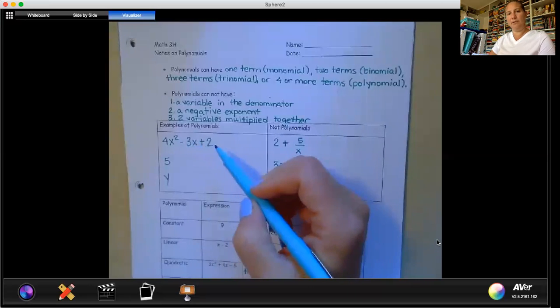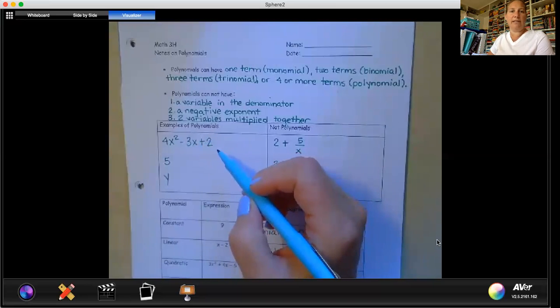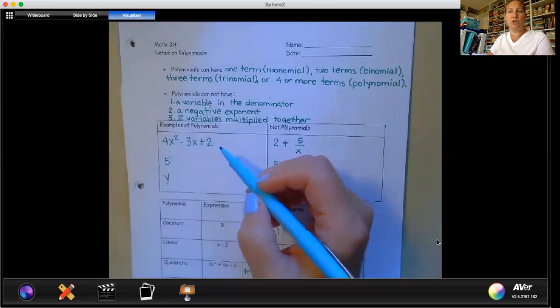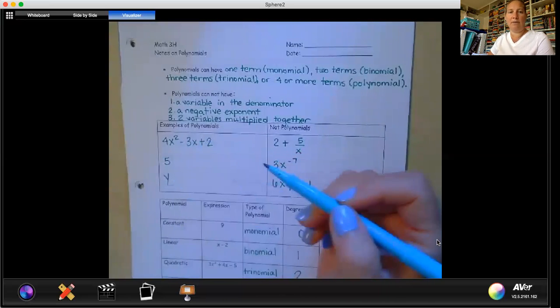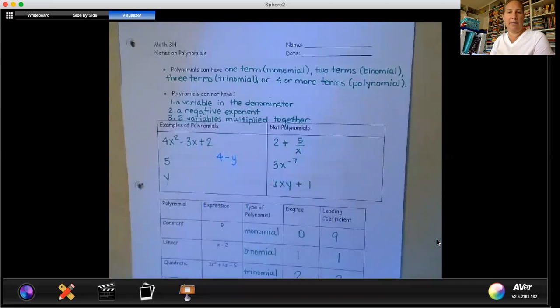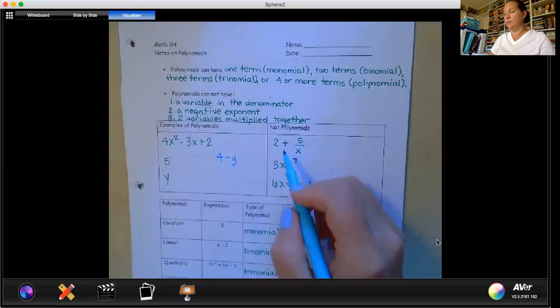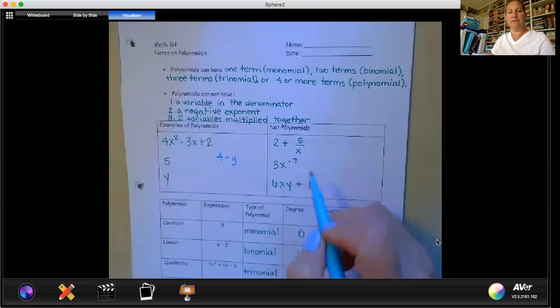So here are some examples of polynomials. I don't think you have this in your notes, so make sure you get this down. 4x squared minus 3x plus 2 is a trinomial. 5 is a monomial. y is a monomial. 4 minus y is a binomial. Those are all polynomials. Not polynomials: 2 plus 5 over x because of the x in the denominator, 3x to the negative 7 because of the negative exponent, and 6xy plus 1 because of the xy.